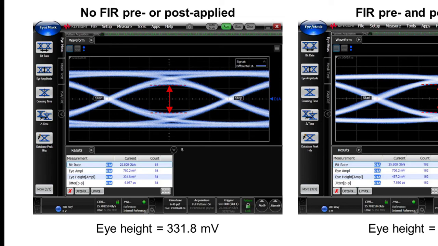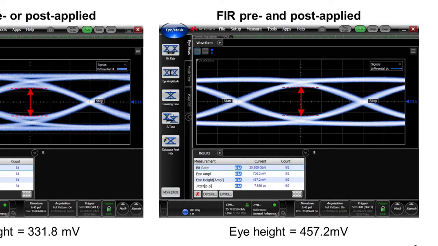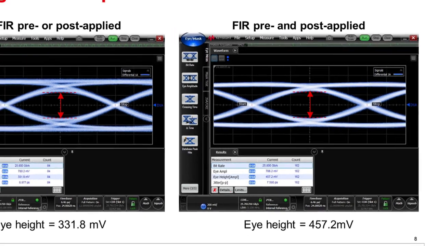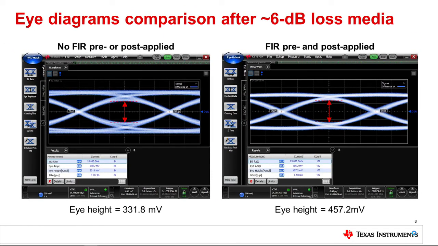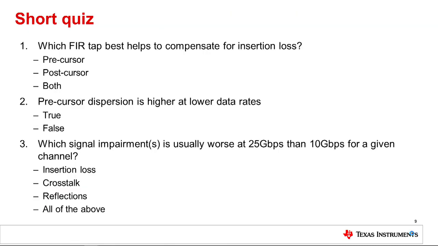The eye diagram on the left is for the case where there is no precursor or postcursor applied. The eye diagram on the right is for the case where both precursor and postcursor boost are applied via FIR de-emphasis. Thanks to the FIR equalization, the right side eye has a 38% larger eye opening and thus that much additional link margin. To refresh your mind on what we have discussed, let's have a short quiz.